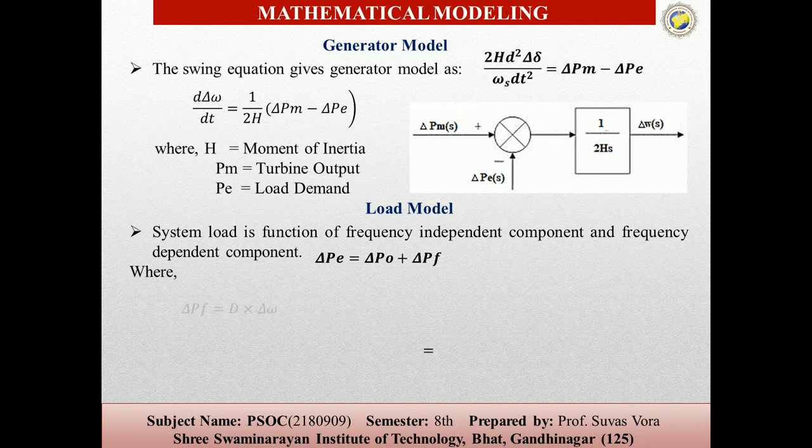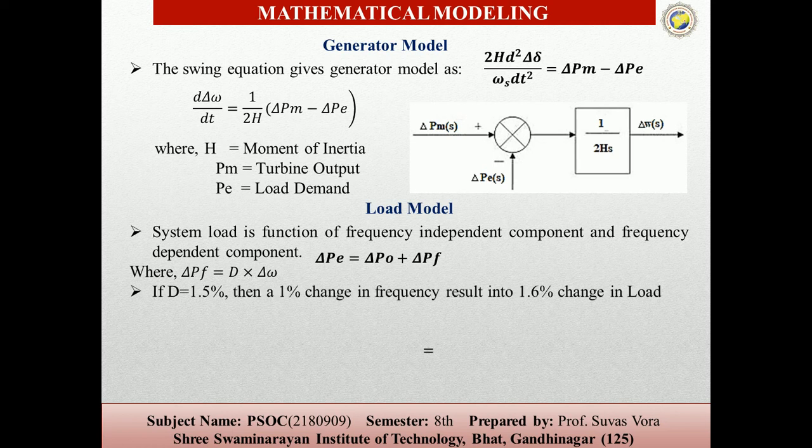So where delta PF is equal to D into omega, where D is the damping constant which represents the load frequency characteristic and gives the percentage change in the load for a 1% change in frequency. So if I consider one example, if the D value is 1.5%, then a 1% change in the frequency results in a 1.6% change in the load.